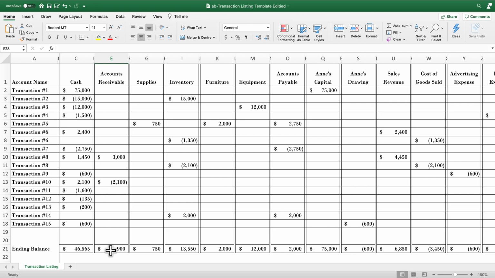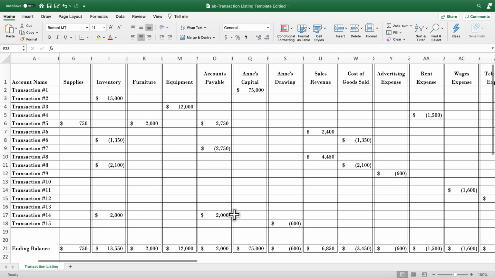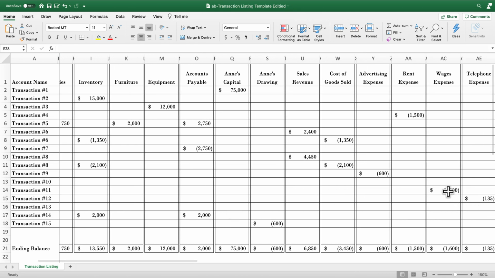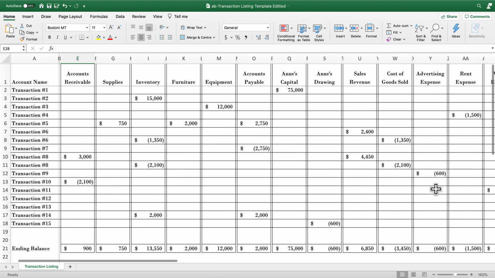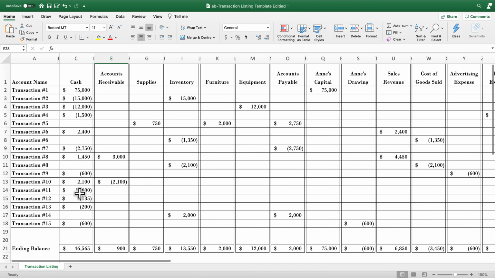Alright, transaction 11. Ann pays wages of $1,600 to her employees. So we got cash going out here, and then we got wages expense on this side, which is our debit. So we got the wages expense, which is our debit, and we have the cash going out of the cash account as our credit.